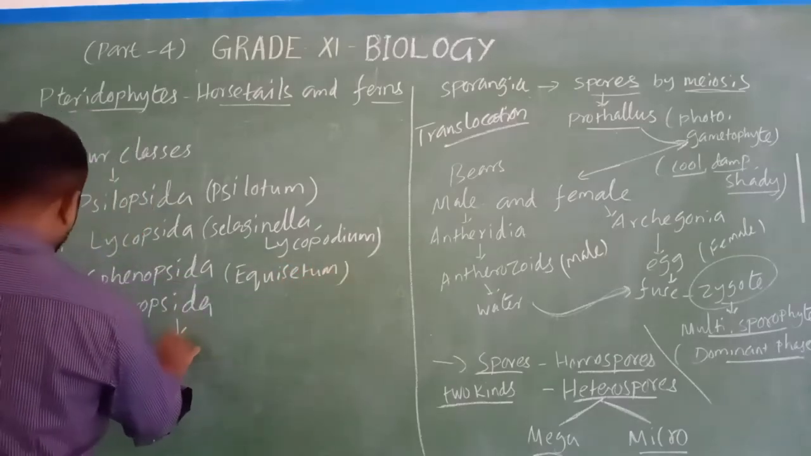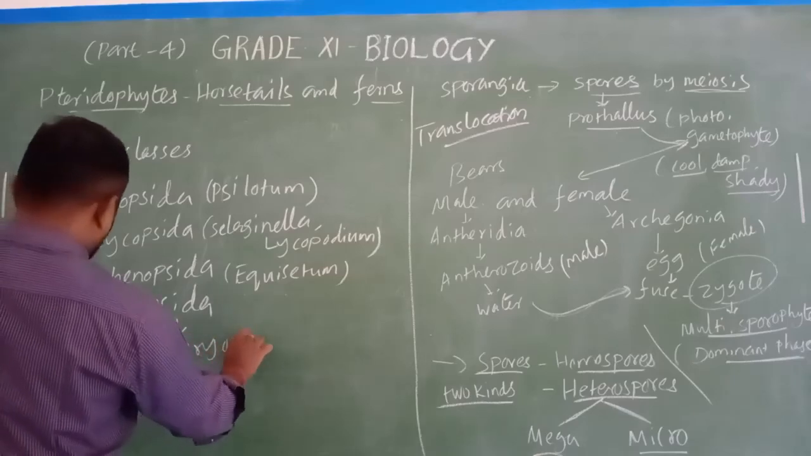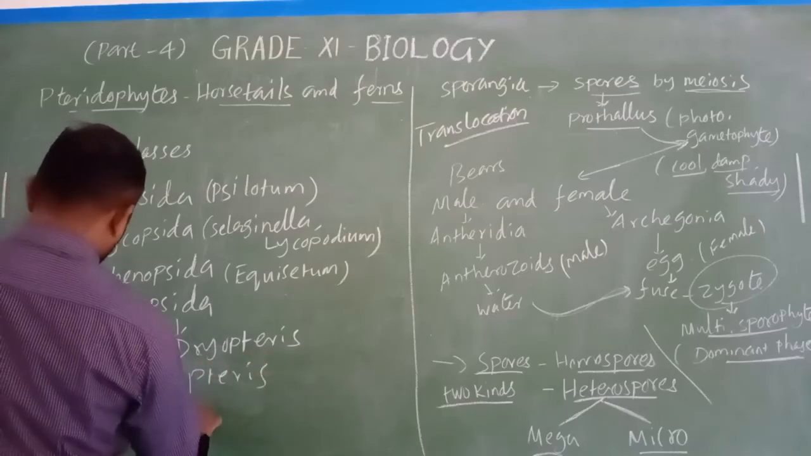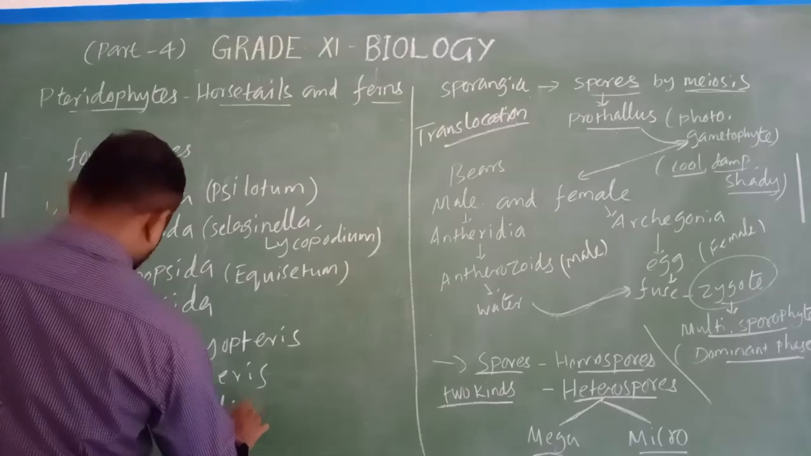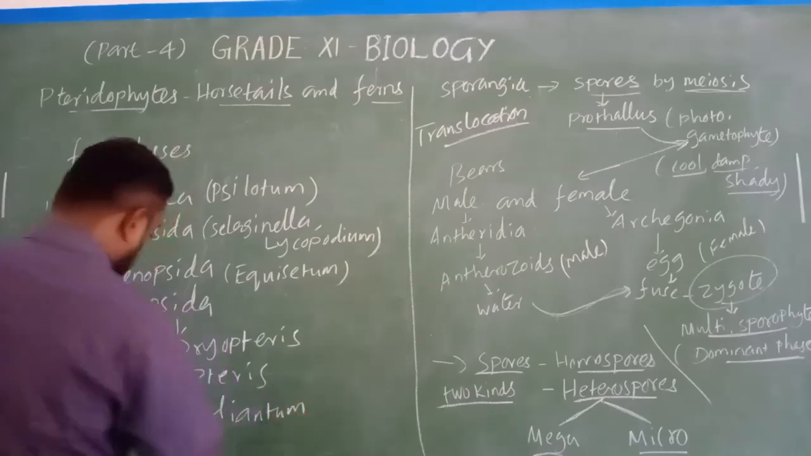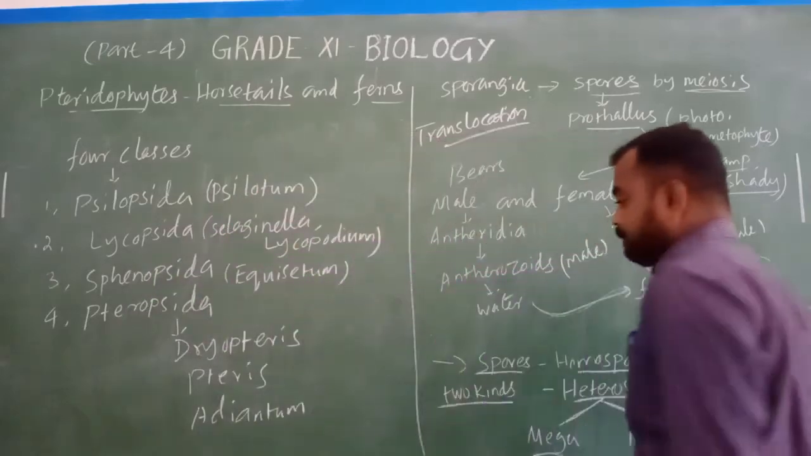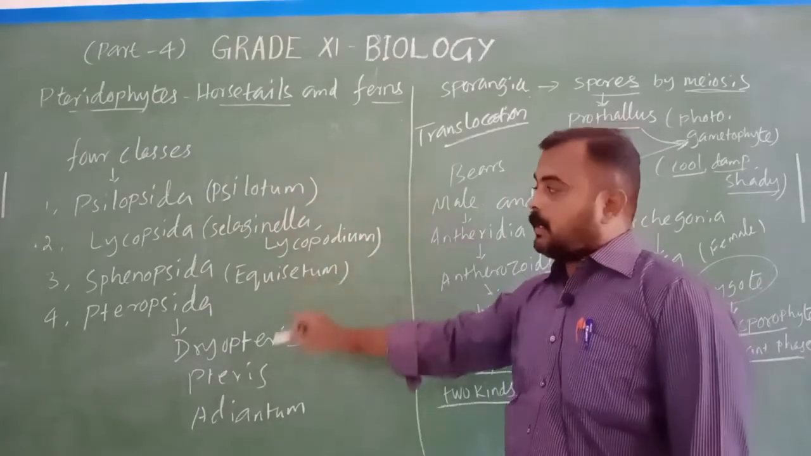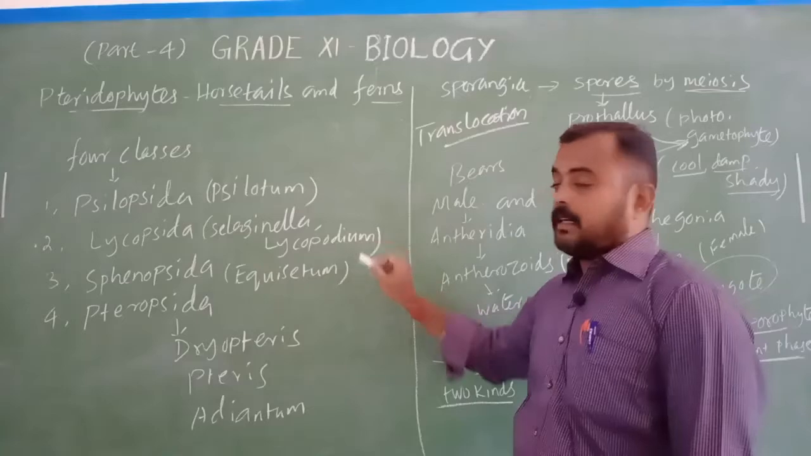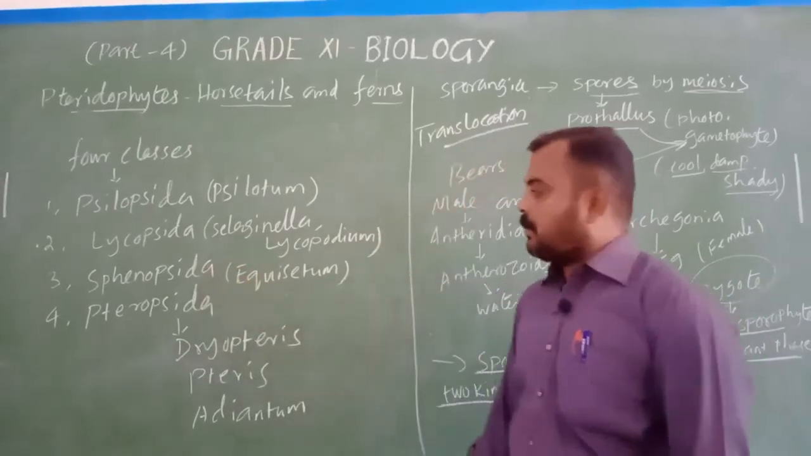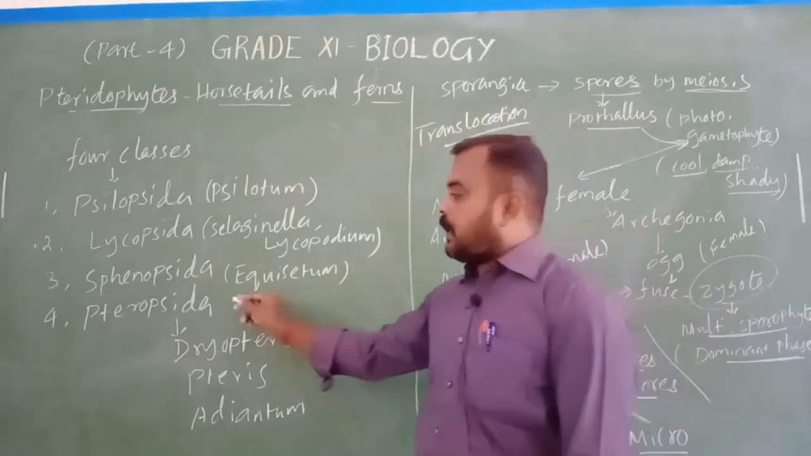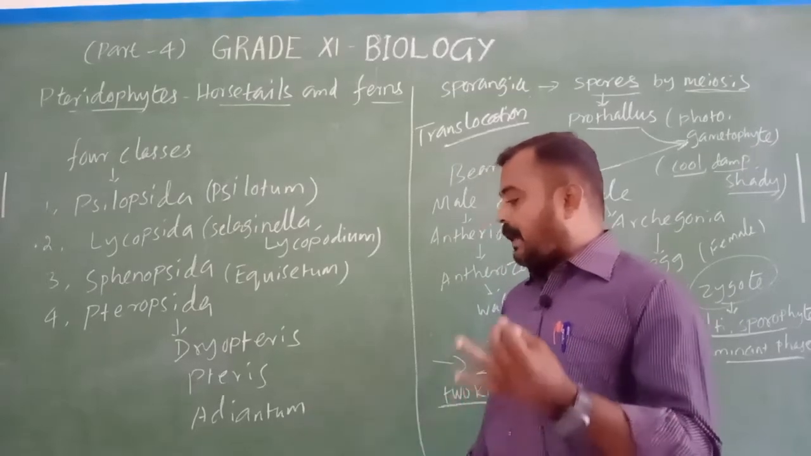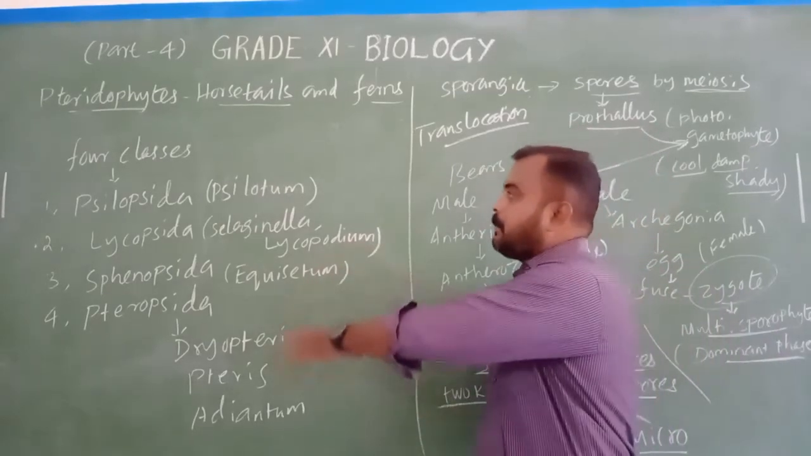Then Pteropsida, examples Dryopteris, Pteris and Adiantum. Okay. So we have 4 classes. Coelopsida, example Coelotum. Lycopsida, Selaginella and Lycopodium. Sphenopsida, example Equisetum. Pteropsida, Dryopteris, Pteris and Adiantum. These are all the examples for pteridophytes.